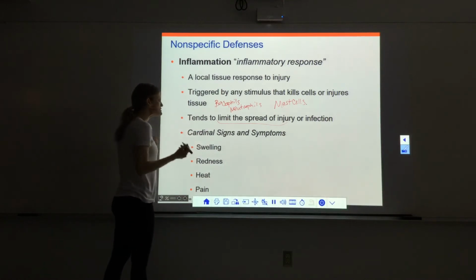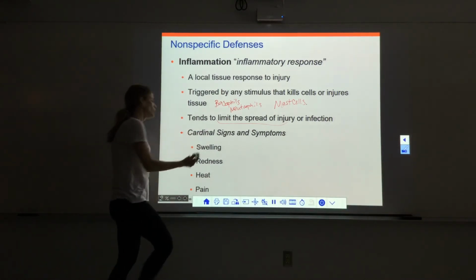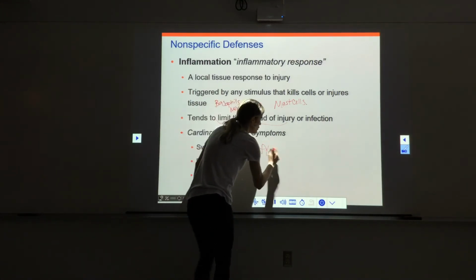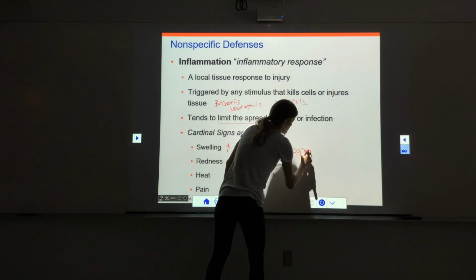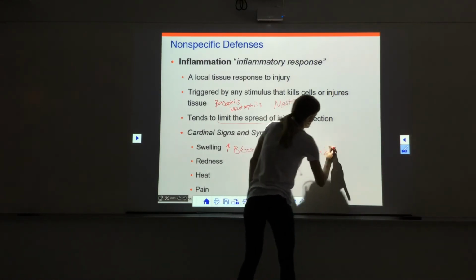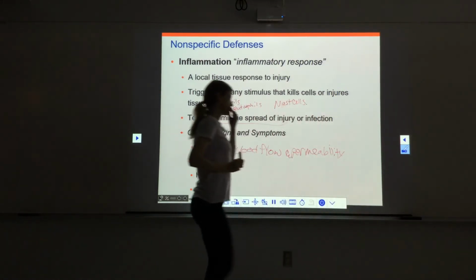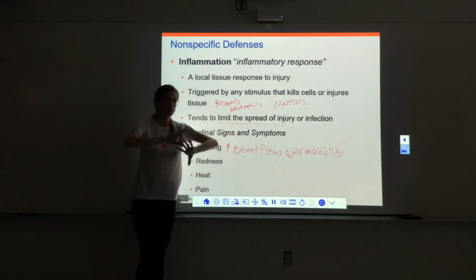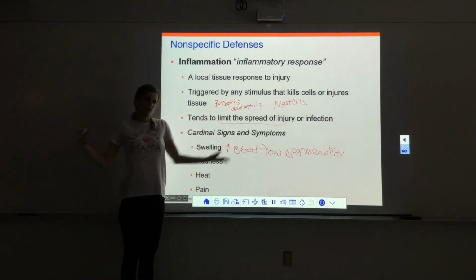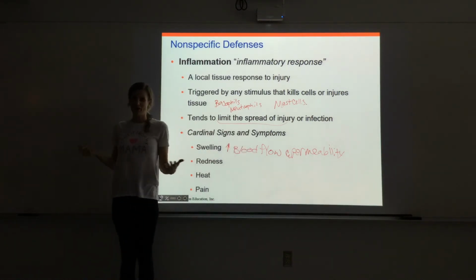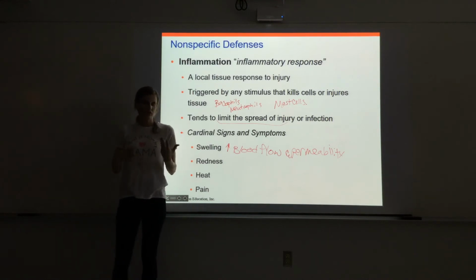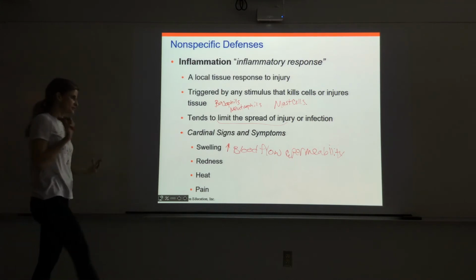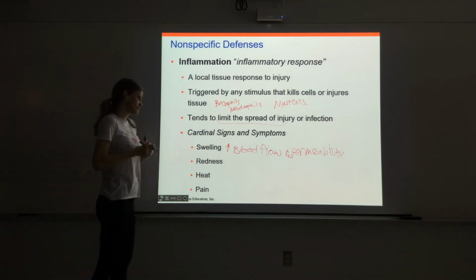So the cardinal signs and symptoms of inflammation: swelling, right? Because you have an increase in blood flow and vascular permeability. You bring more blood to the area, and because you have an increase in permeability, you push more out of the blood. So you've got swelling that occurs. Like we talked about with edema, right? When you injure an area, you get swelling, you get an accumulation of fluid that occurs because of the increase in blood flow and permeability of the vessel.